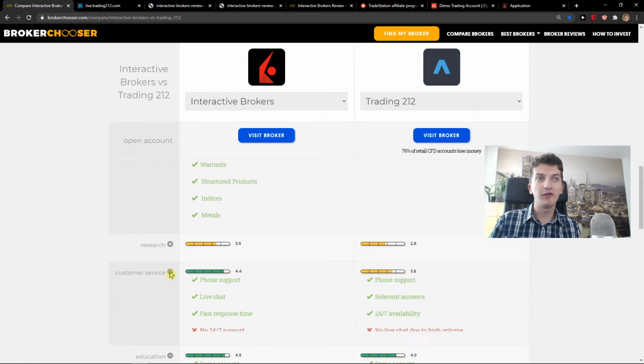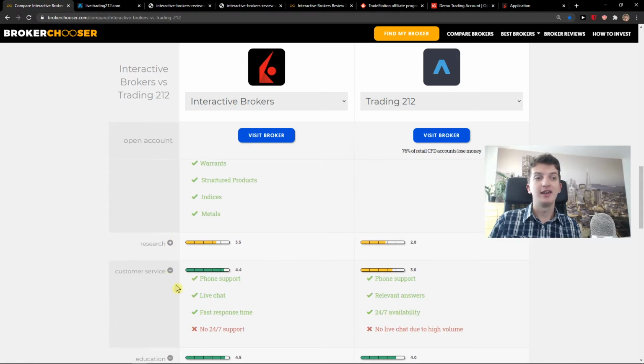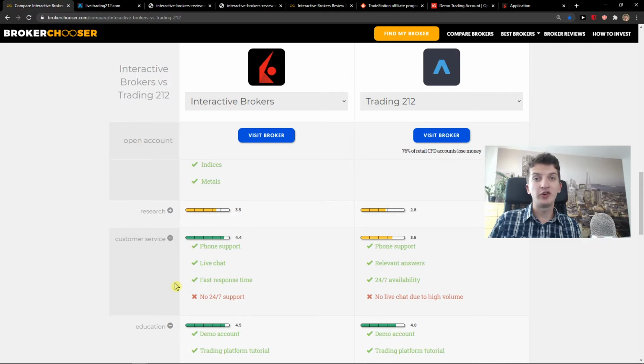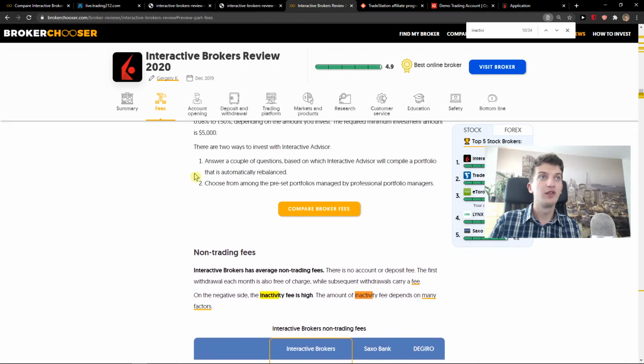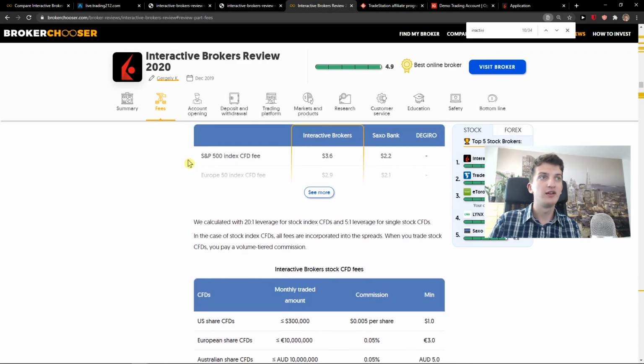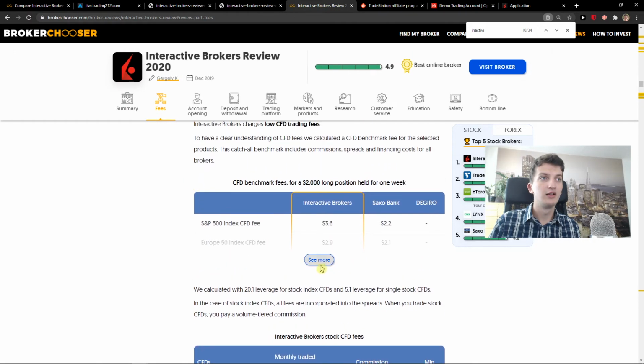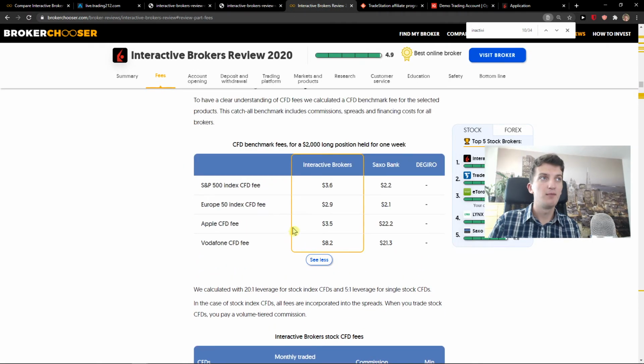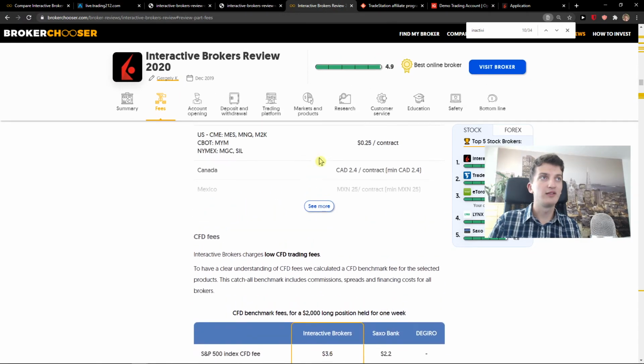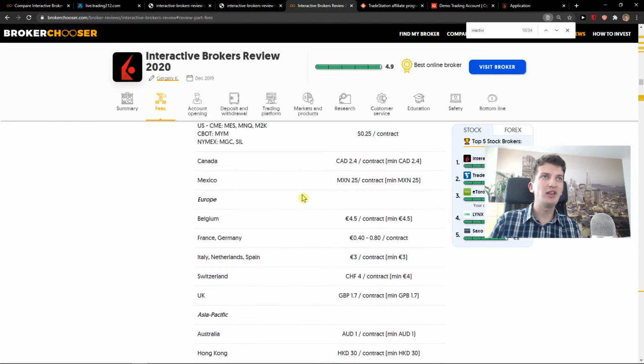Customer service on both of these platforms is all right. When I wrote to Trading212 support on Sunday, they replied to me in 3 hours. So that's really good. And when I go even to fees, benchmark fees are kind of all right, but still they are a little bit expensive.